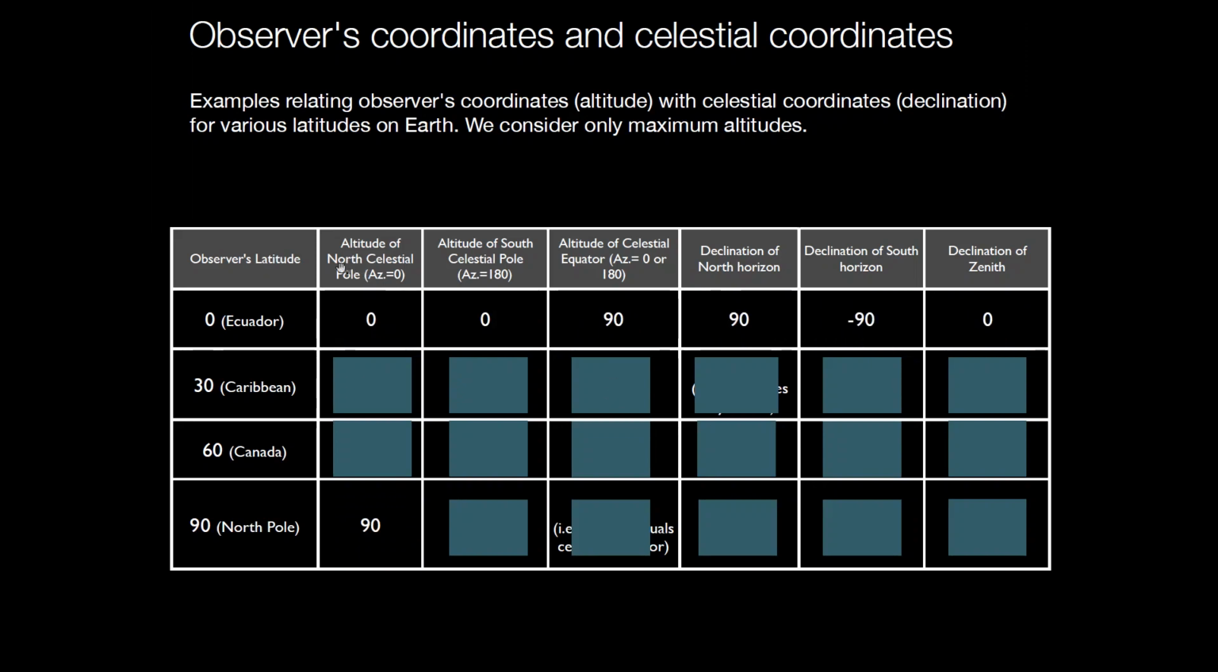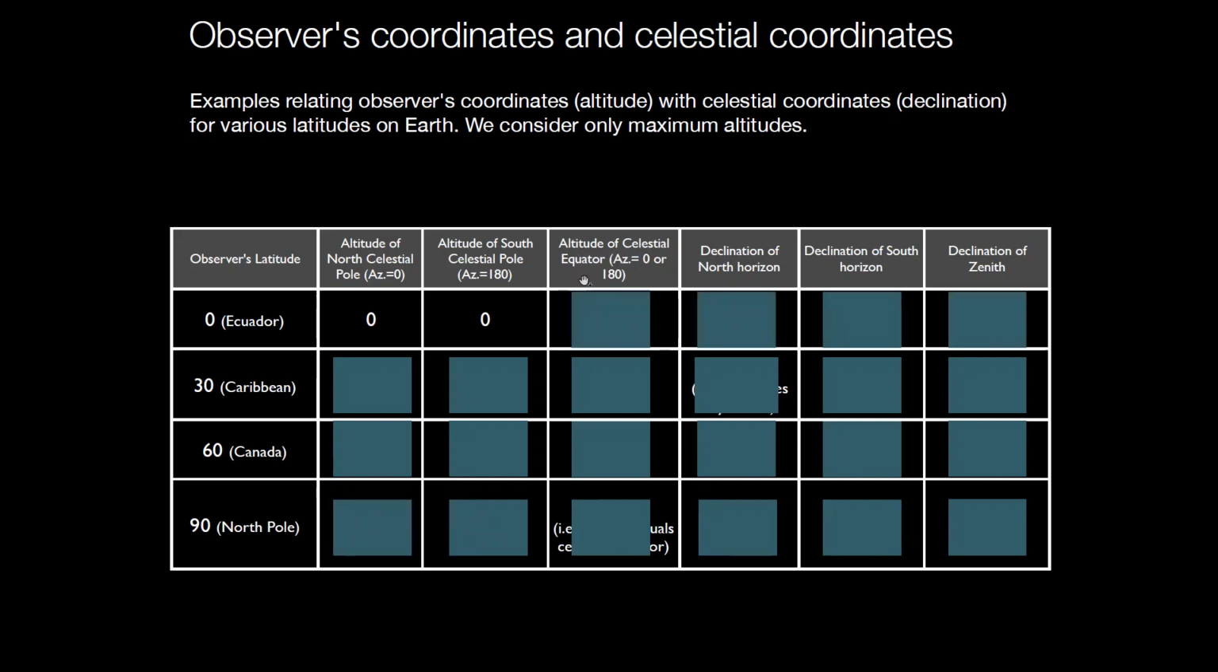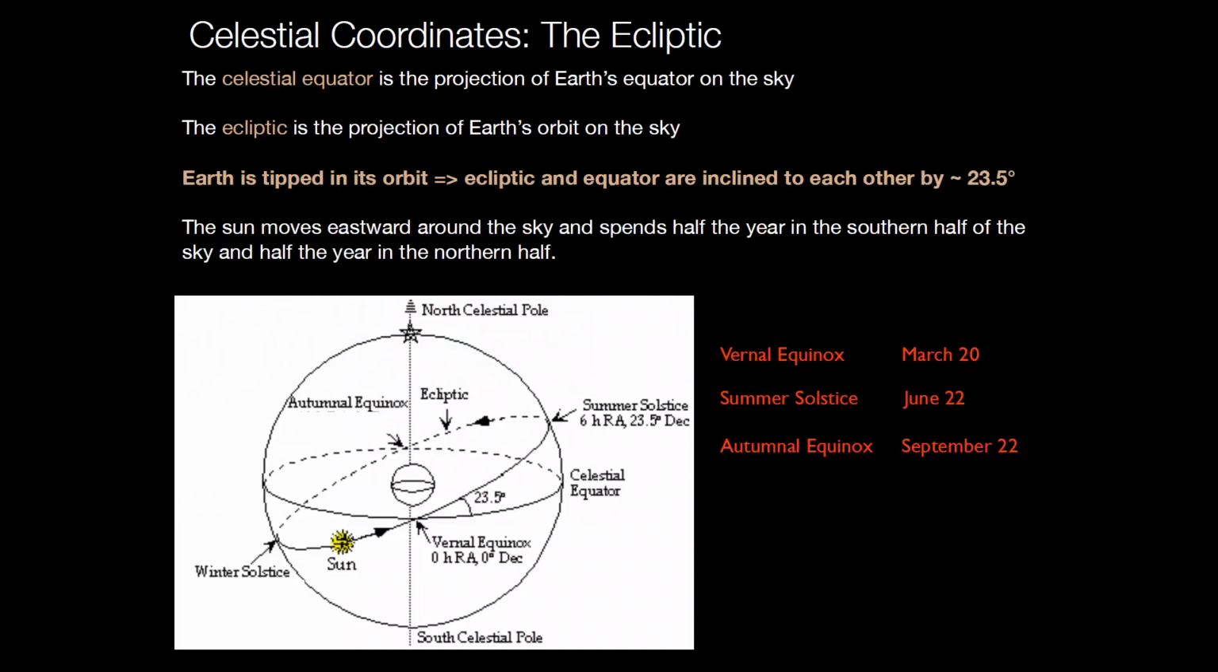So the altitude of the North Celestial Pole, well, I just said it was directly above your head, so that's going to be on the zenith, so that's going to be 90 degrees. The altitude of the South Celestial Pole, again, that's pointing directly where your feet are pointing, so that will be minus 90 degrees, so you won't be able to see that. The altitude of the celestial equator, so again, let's go back to the diagram and imagine what we've got there.